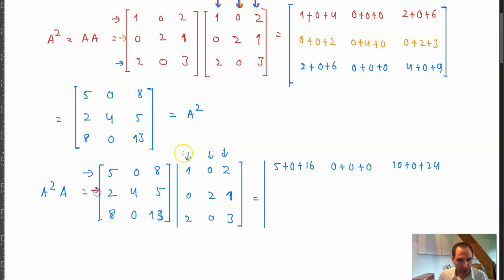This row and this column gives me 2, 0, and 10. This column gives me 0, 8, 0. This column gives me 4, and 15, right? 2 times 2 is equal to 4, and 4 times 1 is equal to 4, and 5 times 3 is equal to 15.